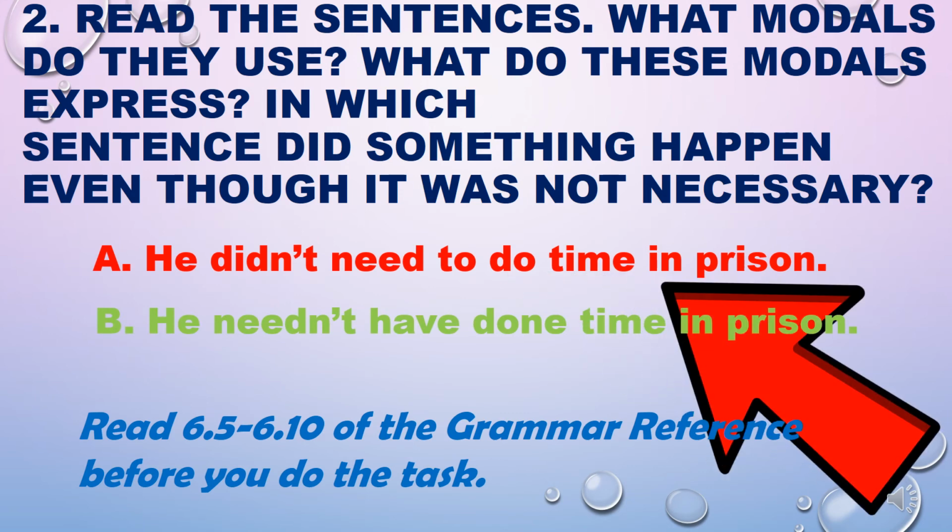For task 2, read the sentences. What modals do they use? What do these modals express? In which sentence did something happen even though it was not necessary? Sentence A. He didn't need to do time in prison. Sentence B. He needn't have done time in prison. You can read 6.5 to 6.10 of the grammar reference before you do the task.